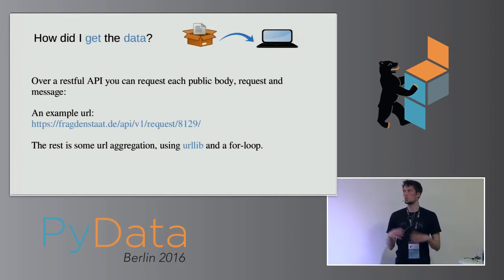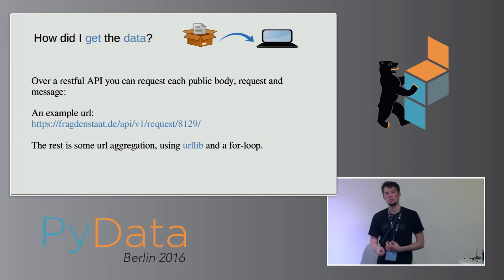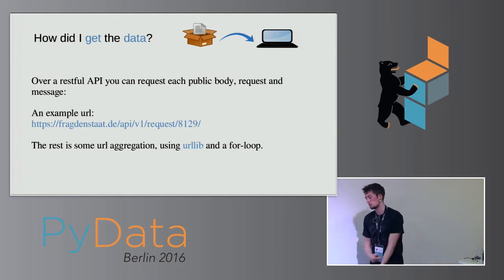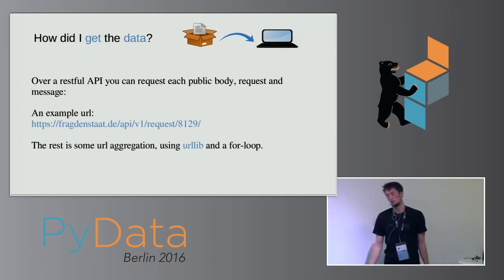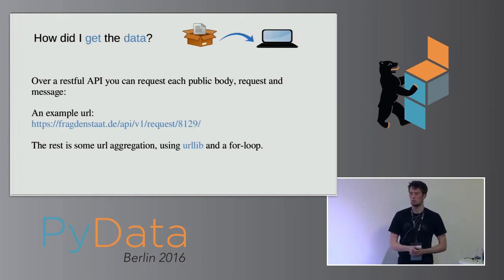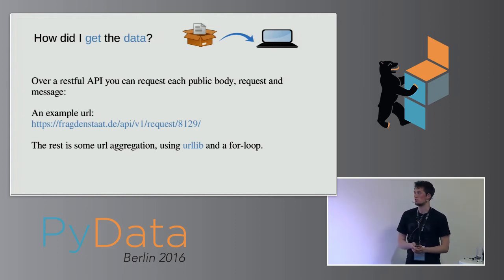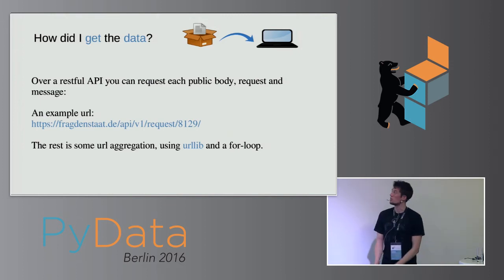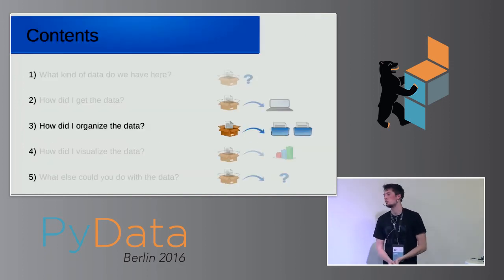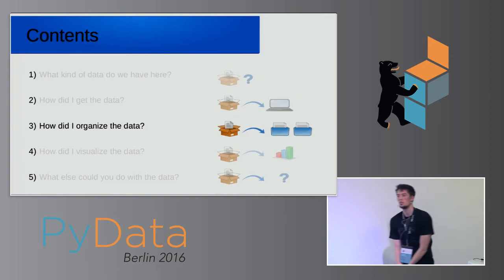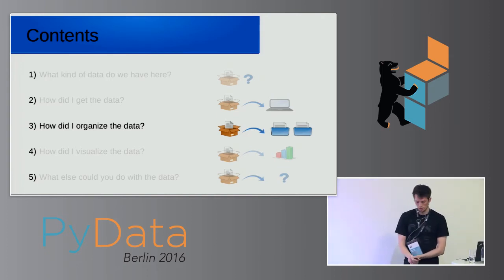For now, I just downloaded all the data and analyze it offline, but later I also want to embed this in the website. I'm also working with a team of Frag den Staat together, but this is a future issue. Okay, and so now we have the raw data in the format of JSON files. So how did I organize it?